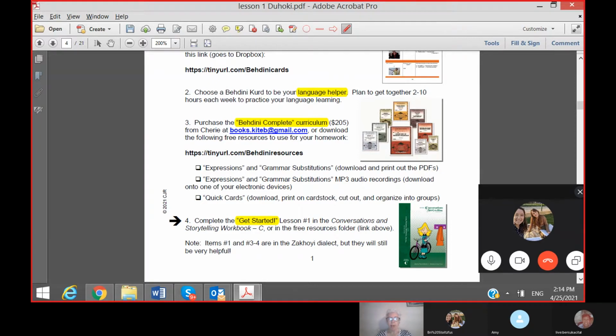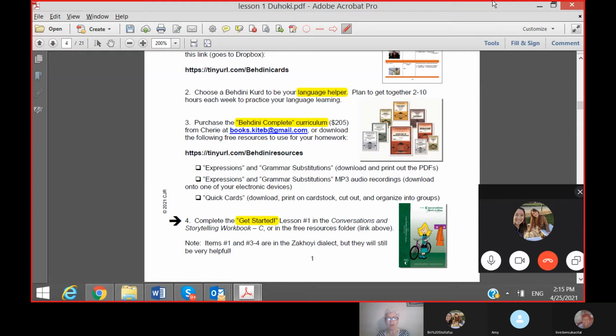One note about your language helper: he or she may or may not actually like this book because it's written in conversation. And when Kurds see Kurdish that's written in the Latin script, they don't like that very well because they usually write in the Kurdish script. And when they see grammar explanations, they often don't like my grammar explanations because they've never studied Kurdish grammar like this. But it really works well for Westerners.